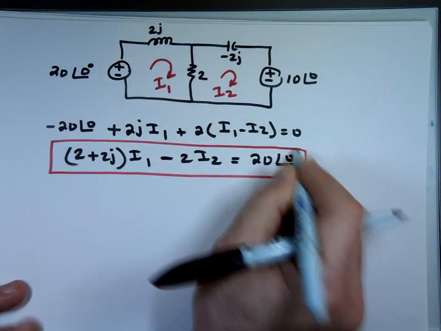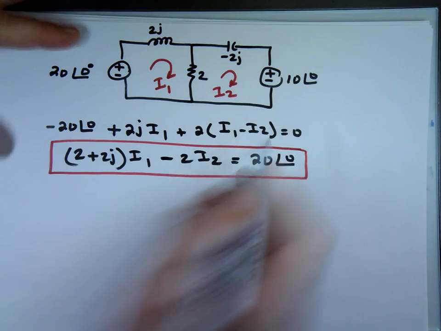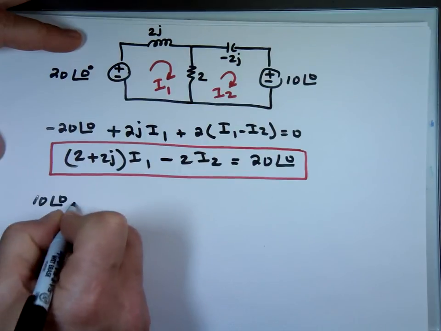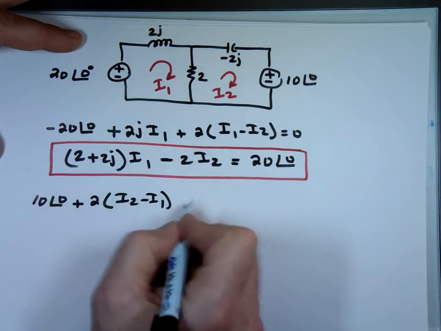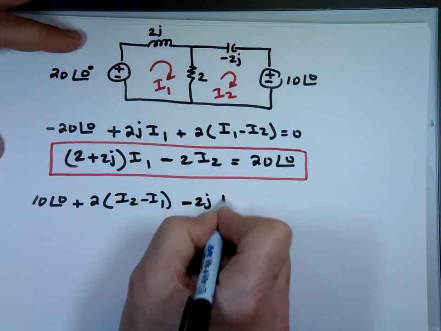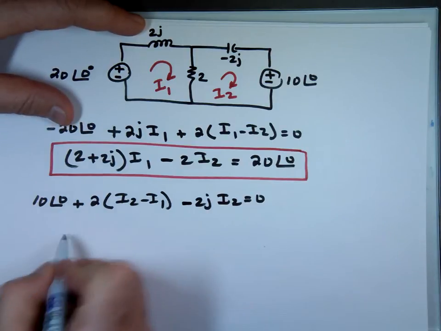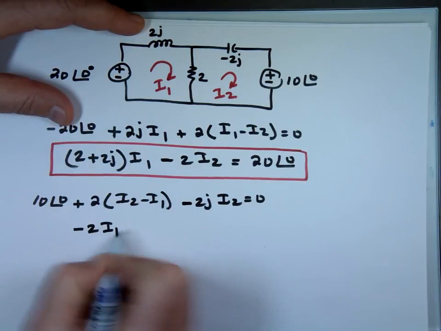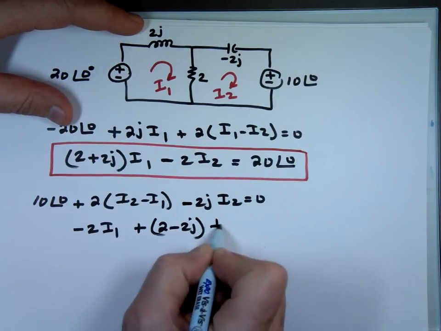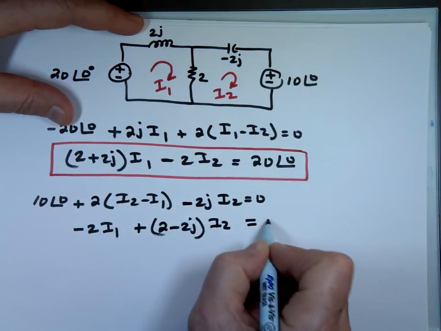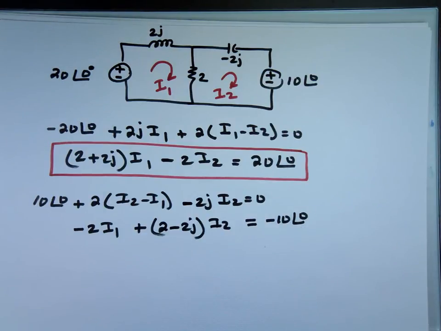The second equation, let's take this side. 10 angle 0 plus 2 times (I sub 2 minus I sub 1) minus 2j times I sub 2 equals 0. So negative 2 I sub 1 plus (2 minus 2j) I sub 2 equals negative 10 angle 0. That's my second equation.